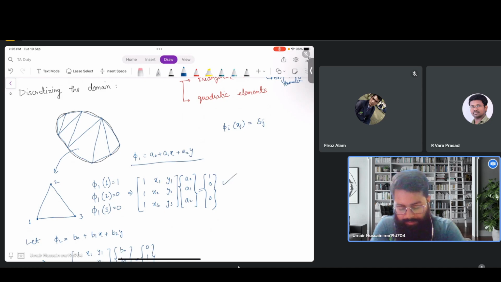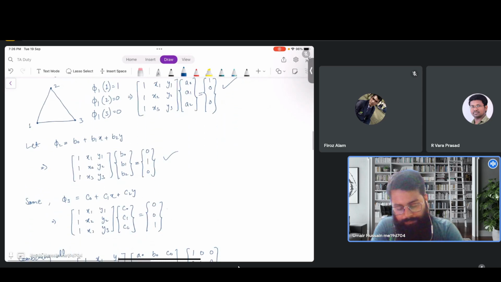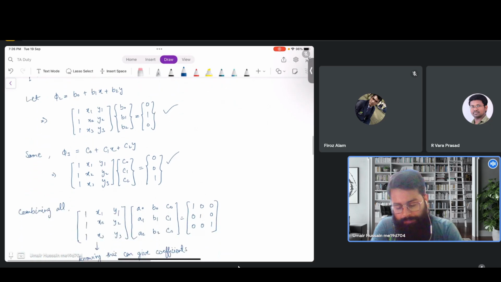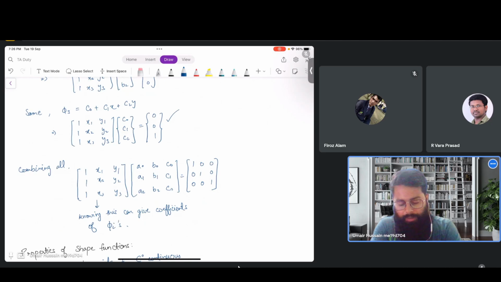Similarly, we'll do for phi2 and phi3. We'll get three equations every time. So if we merge these three equations, we'll get a matrix operation like this. So this matrix A here is multiplied to this matrix B here, and what we get is identity. So what does this tell about the relation between A and B?